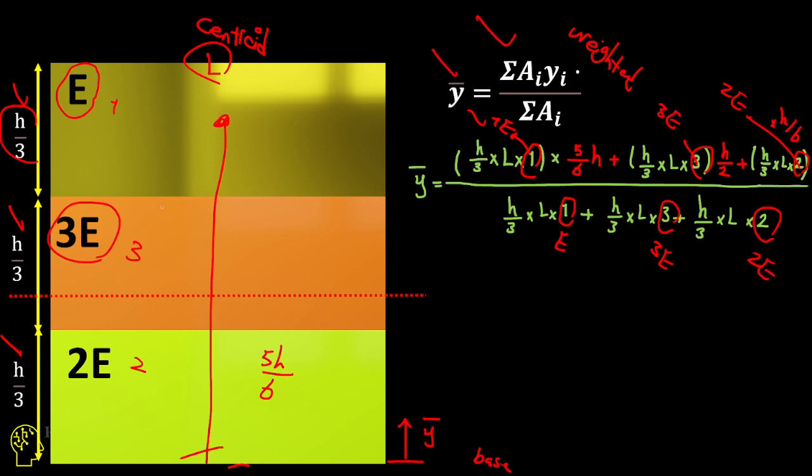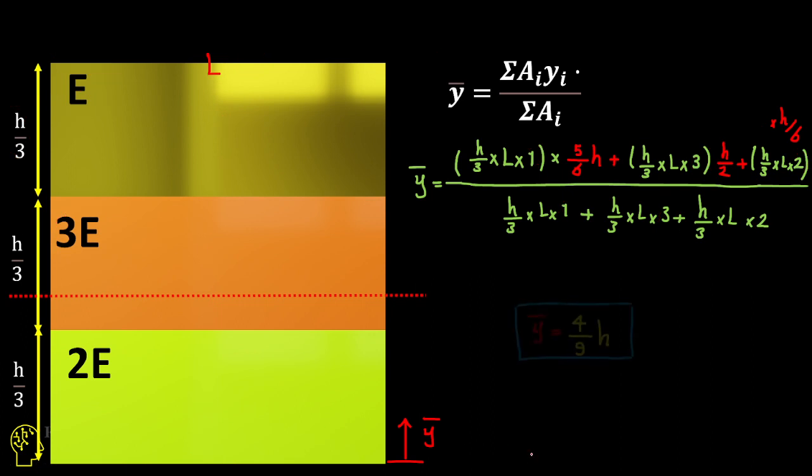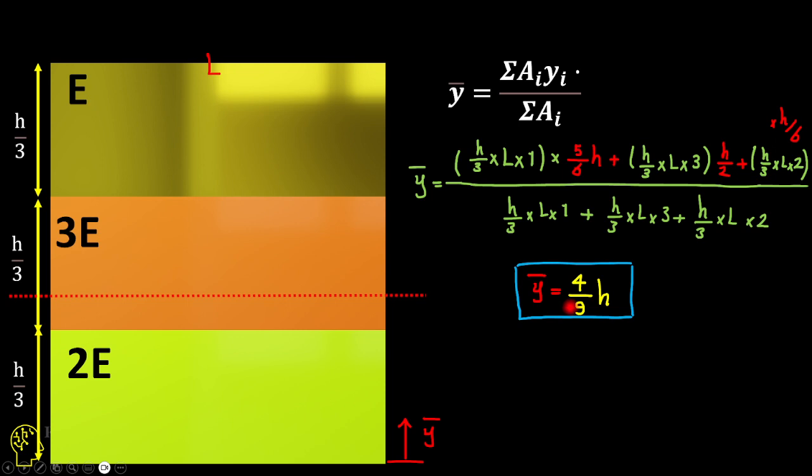centroid calculation. The other way is to multiply these two, project the effect of this one onto the height of the section, and then calculate the modulus of it. This is the easier one. If you do the math, it gives you a y bar centroid from the base of 4 over 9 times h.